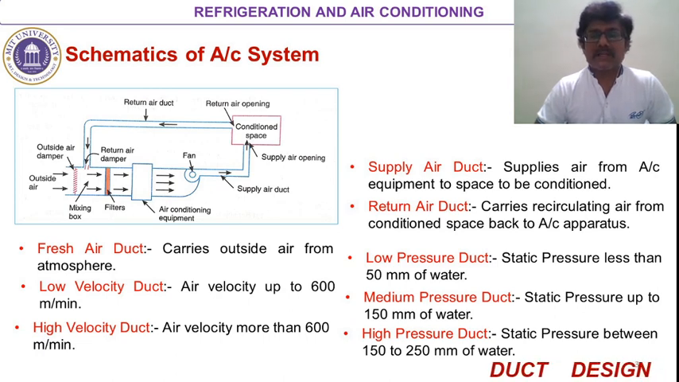Velocity is up to 600 meters per minute. Such types of ducts would normally be called low velocity ducts. And where the velocity of the air ranges more than 600 meters per minute, such ducts can be classified as high velocity ducts. So these are nothing but the different types of ducts that are used for the air conditioning system.